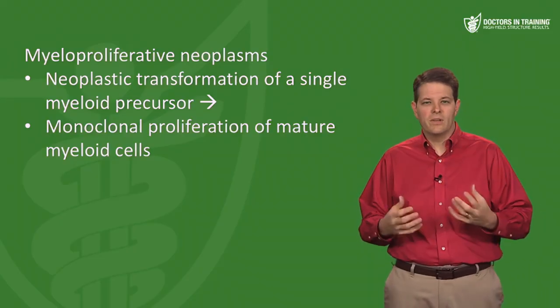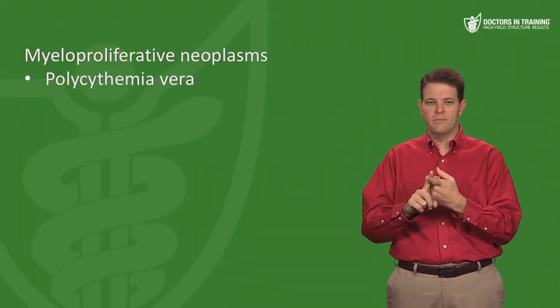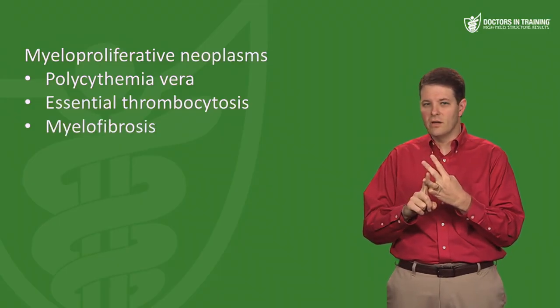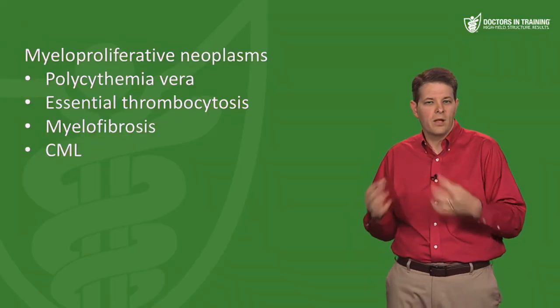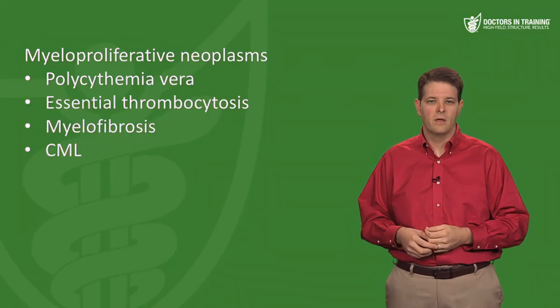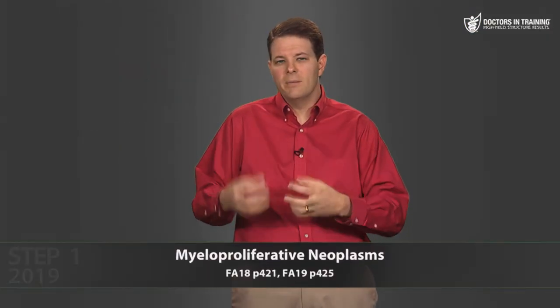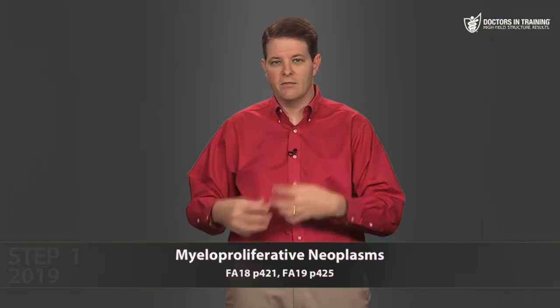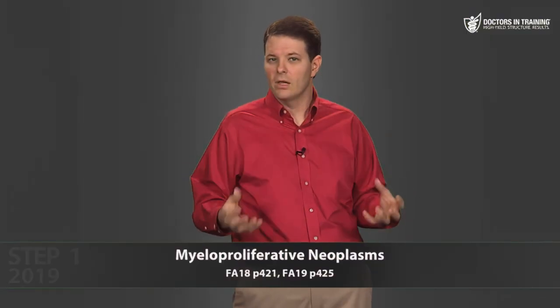So there are three big ones to be familiar with: polycythemia vera, essential thrombocytosis, and myelofibrosis. Now, some people like to lump CML in with the myeloproliferative neoplasms too, because it's a neoplasm of mature myeloid cells. But again, these patients have had a neoplastic transformation of a myeloid precursor, and it just keeps dividing and dividing forever, making more and more of whatever that cell line is.